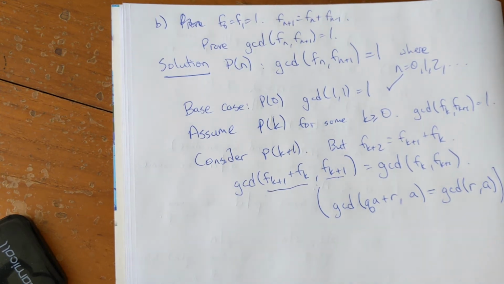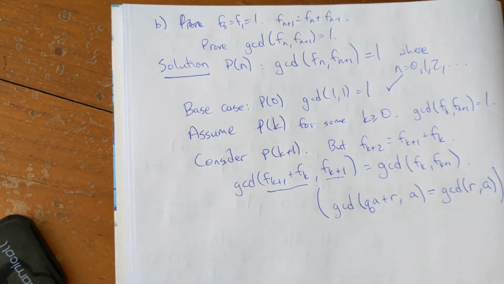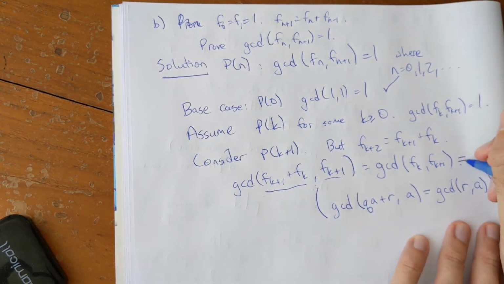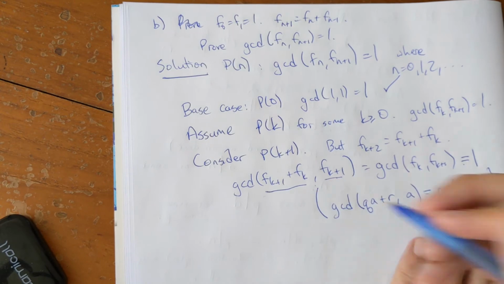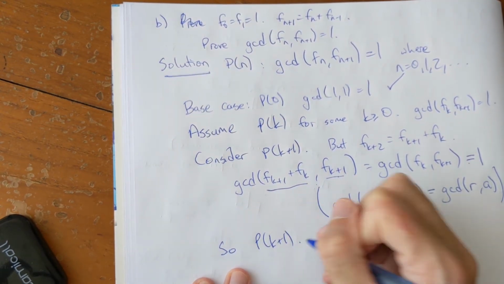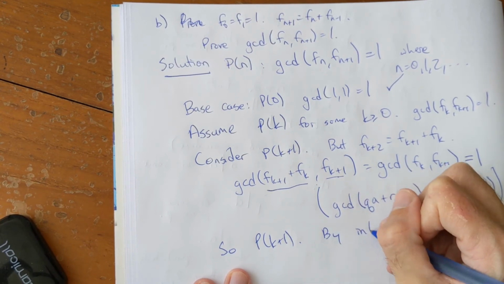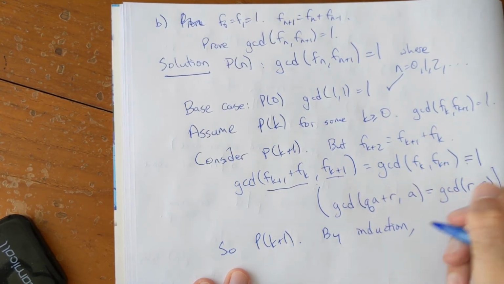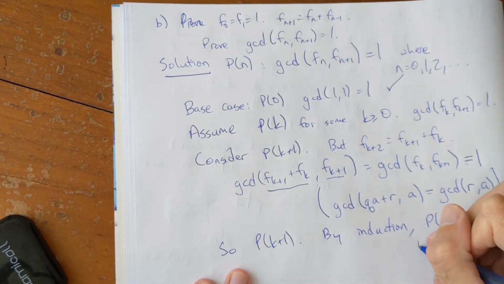If you don't believe me, you should try to prove it yourself. For this question, it's okay. We'll just assume it. And by induction hypothesis, this is 1. So P of k plus 1 holds. So by induction, P of n holds for all n.